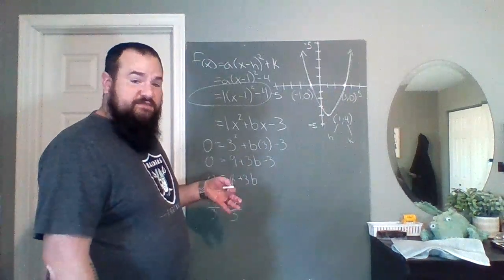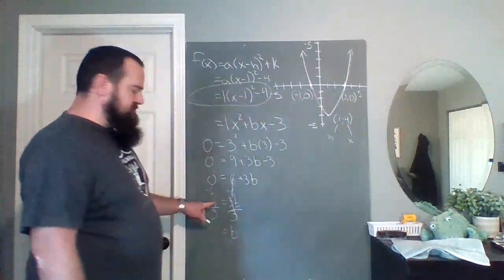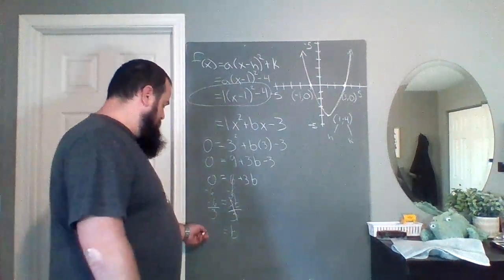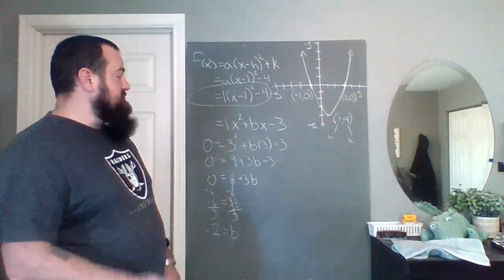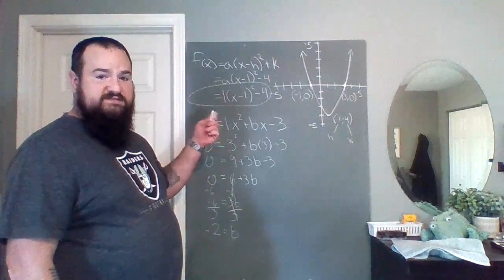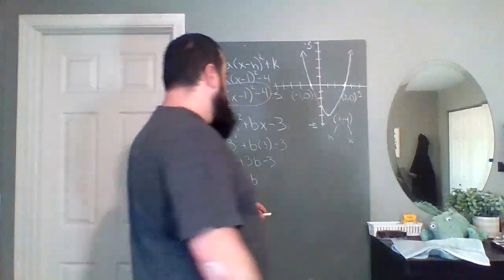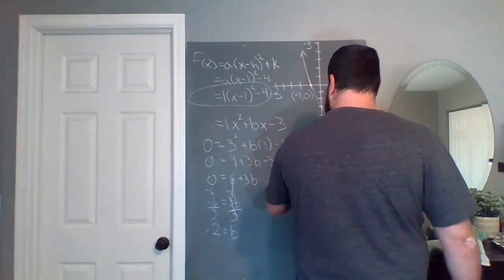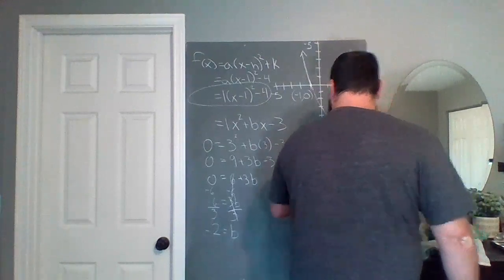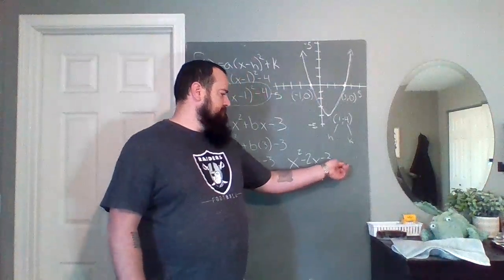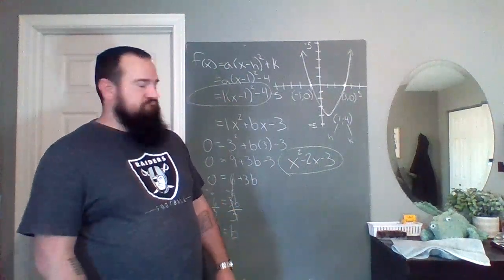And then we divide by 3. Those cancel out. And we get b equals, so negative 6 divided by 3 gives me negative 2. So that means that my final function, or my standard form of this function, if we were to have taken this and multiplied it out, would be x squared minus 2x minus 3. Okay, that is the equation in standard form.